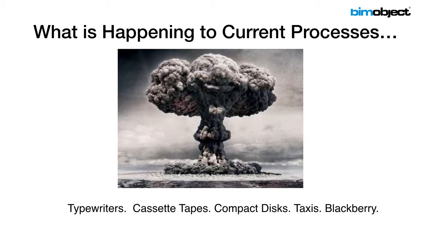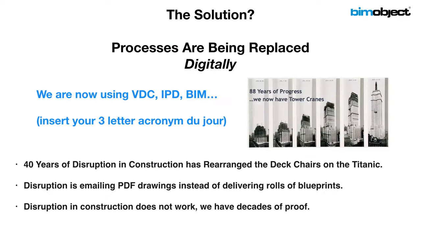So what's happening to our current processes is, I'm going to drop these words at the bottom: typewriters. Where'd they go? Cassette tapes. Okay, here's one. Compact discs were all the rage just 15, 20 years ago. I mean, that was it. That was the end all, be all. Taxi cabs, BlackBerry. Shoot, who could ever imagine a phone without a keyboard on it? These aren't even around anymore. So what's the solution? The processes are being replaced digitally, and there's a number of reasons for that.